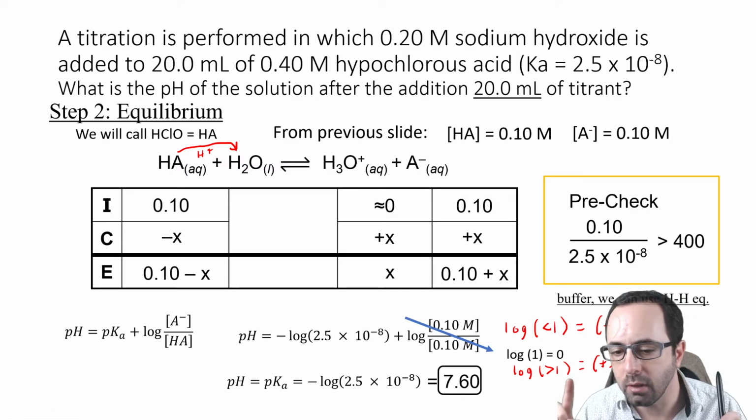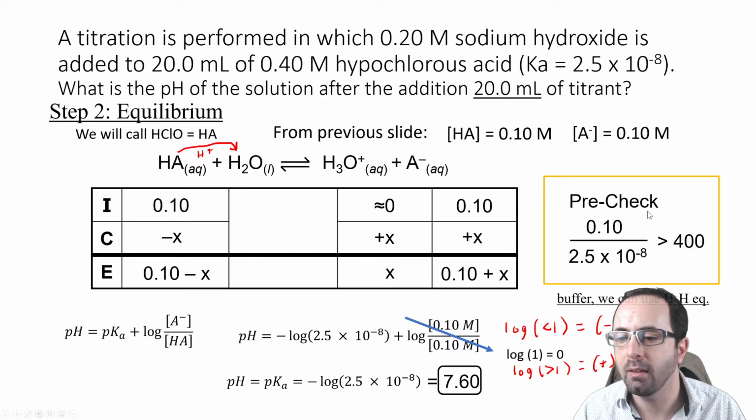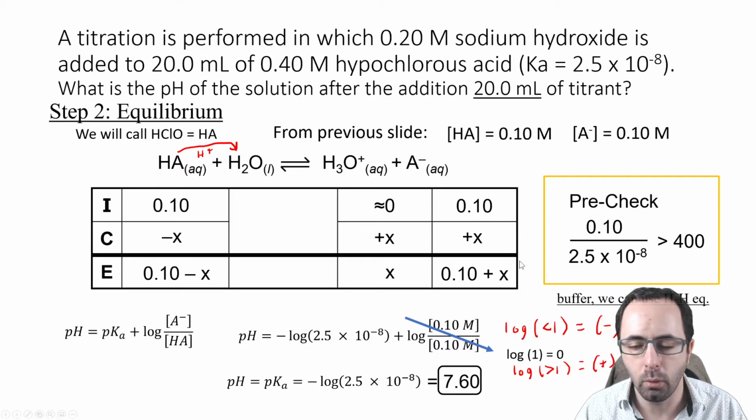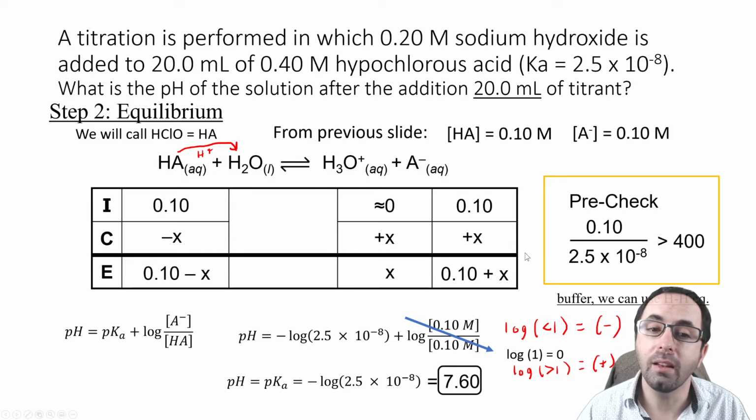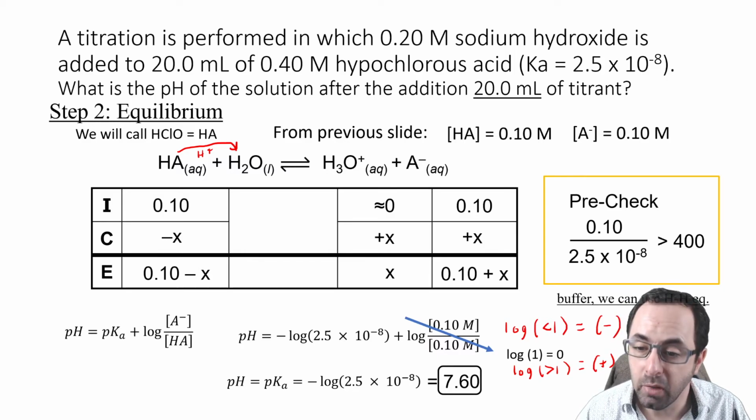The time you're allowed to do this is when you have a buffer, a significant concentration of acid and conjugate base, and when your pre-check works out, when you have a small enough Ka to do the simplifying assumption. So that's the way to handle a strong base, weak acid titration before the equivalence point.